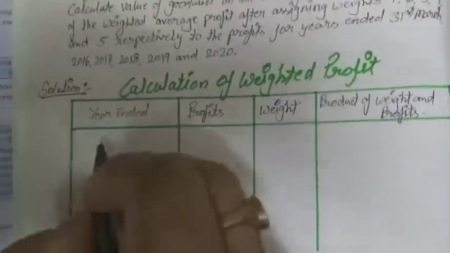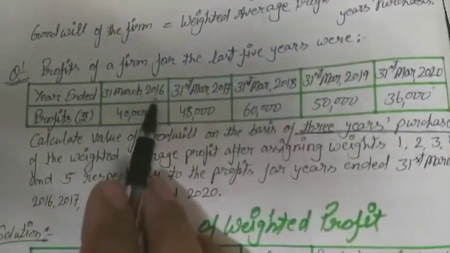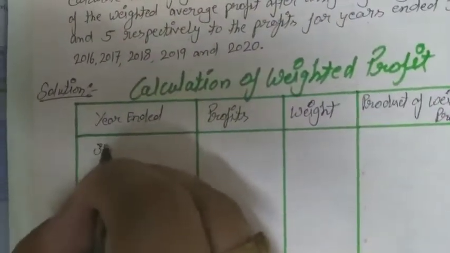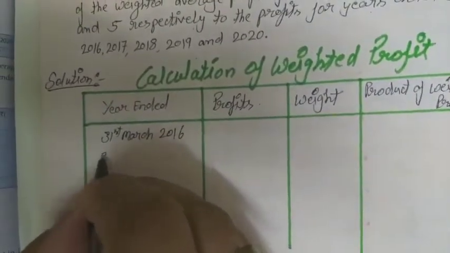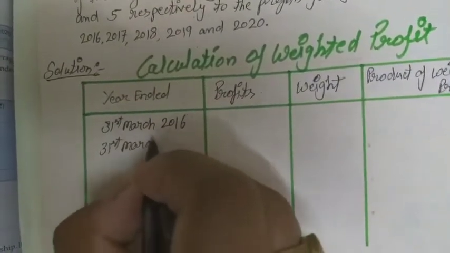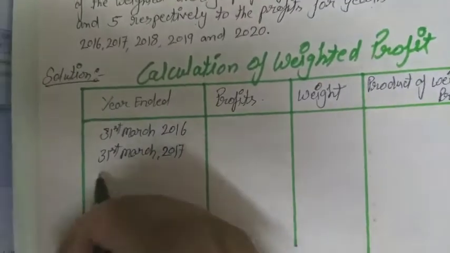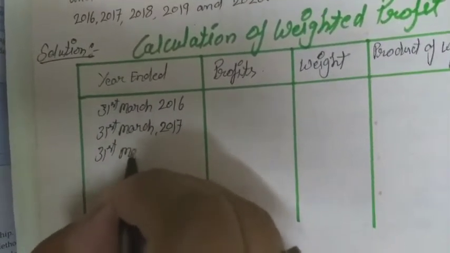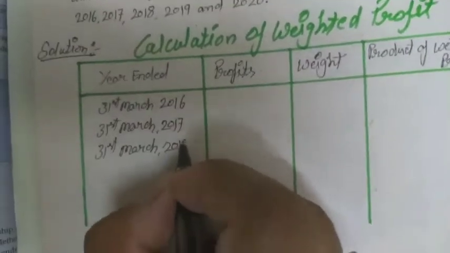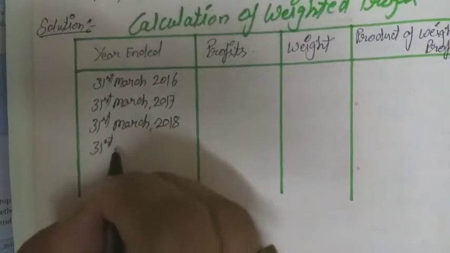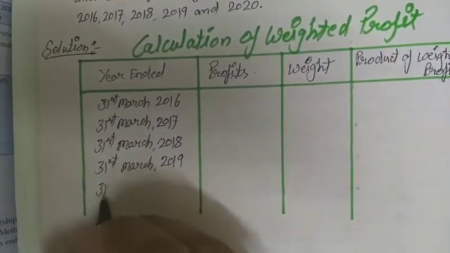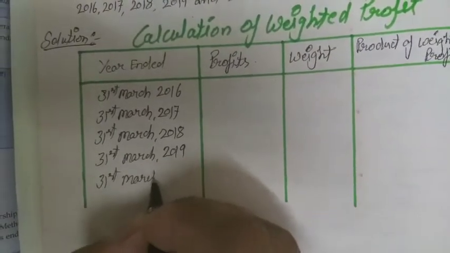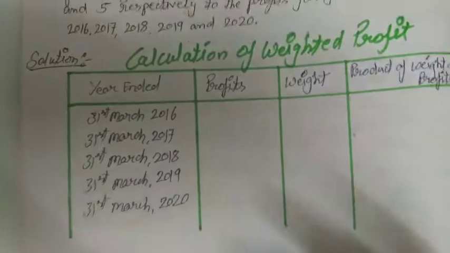Okay, so the year was started with 31st March 2016. So we will write 31st March 2016, 31st March 2017, 31st March 2018, 31st March 2019, 31st March 2020, because 5 years profit is given.